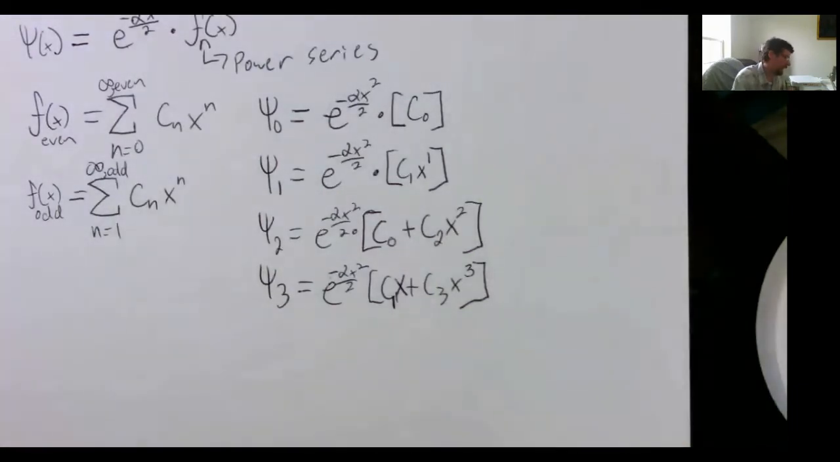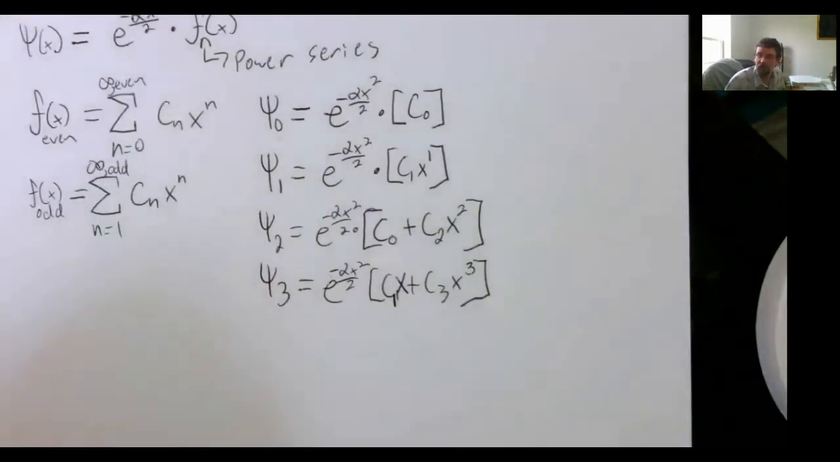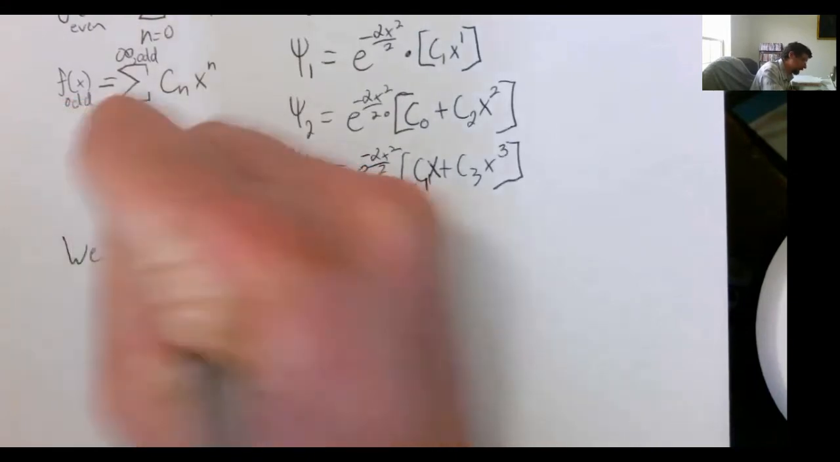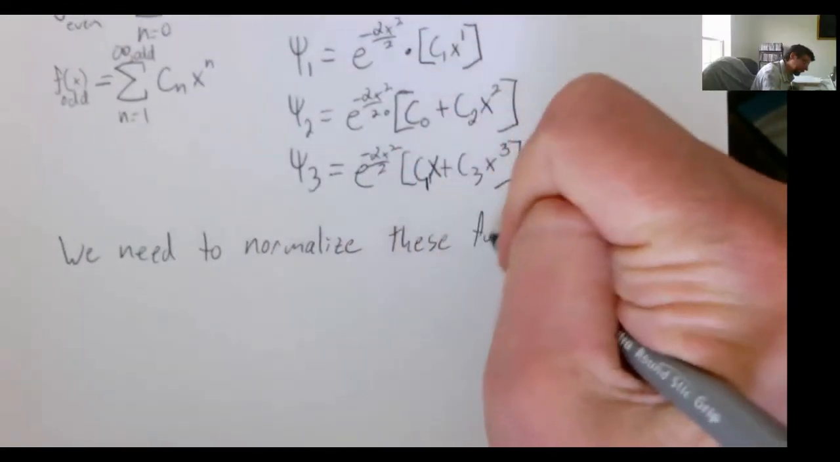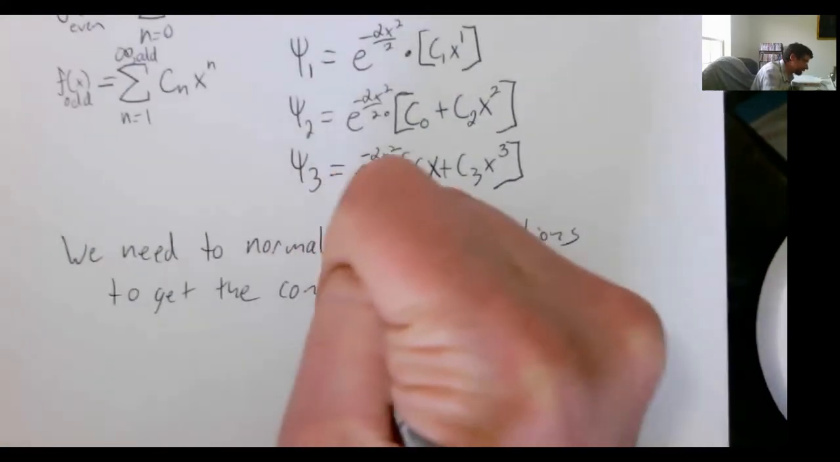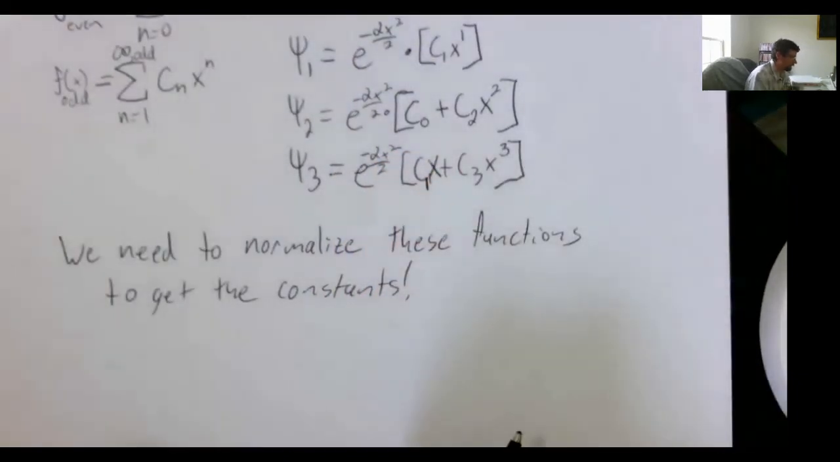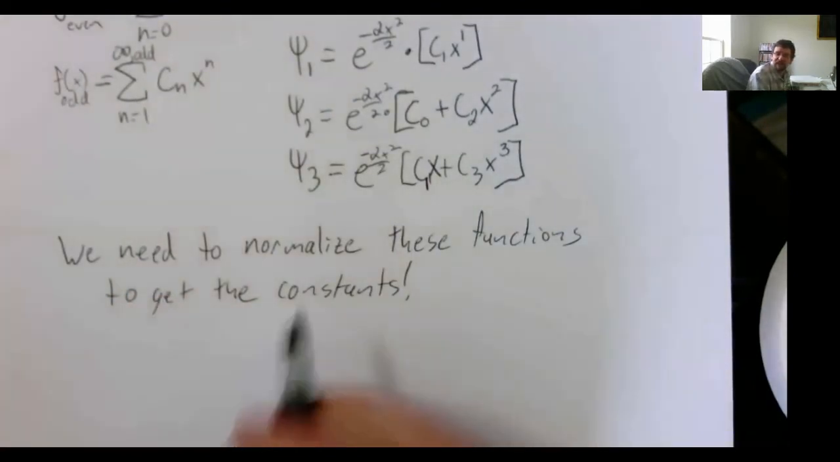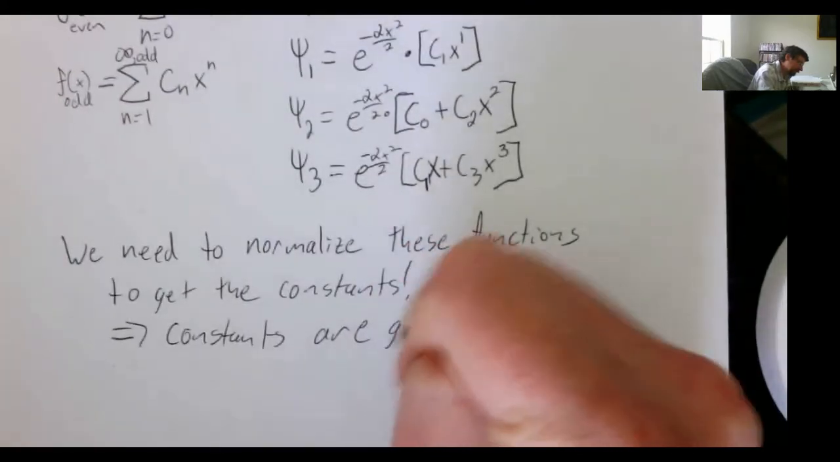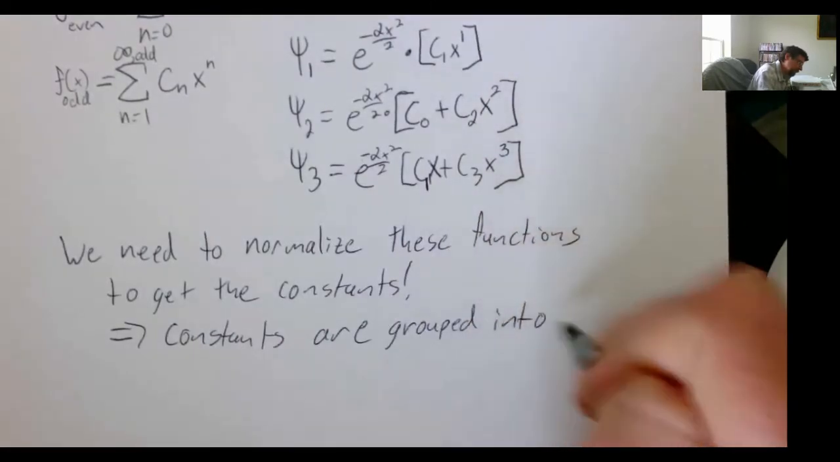To tell if it's even or odd, you look at that index and use this to determine that. Make sense? Okay. But now the problem is we haven't normalized these functions, so we need to normalize them to get the constants. We're going to group these constants into the normalization constants.